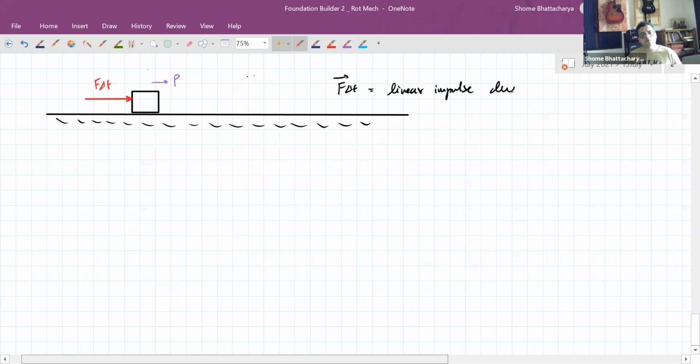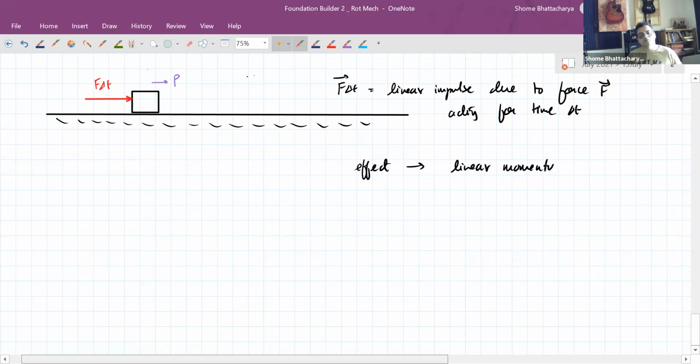Linear impulse is due to force F acting for time delta t, and the effect of linear impulse is a linear momentum change. It transfers linear momentum.